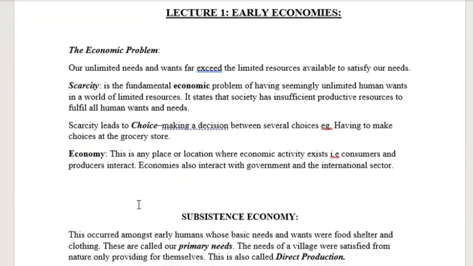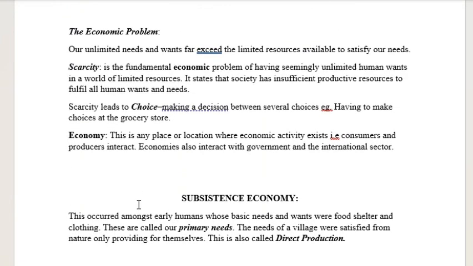Scarcity leads to the concept of choice, which is making a decision between several options. Example, having to make choices at the grocery store. You can't really purchase everything within the store. However, you can purchase the things that you do need the most.